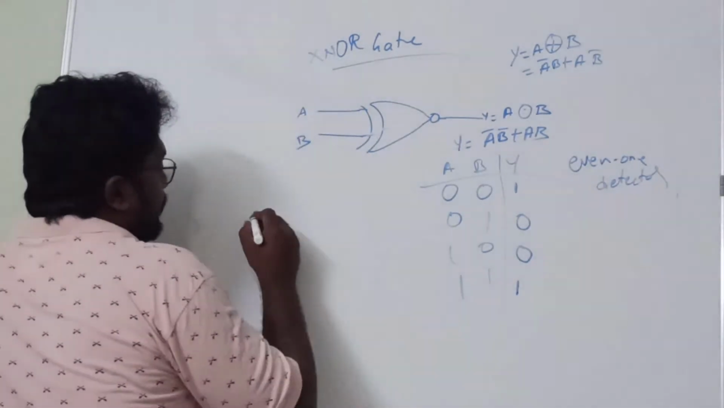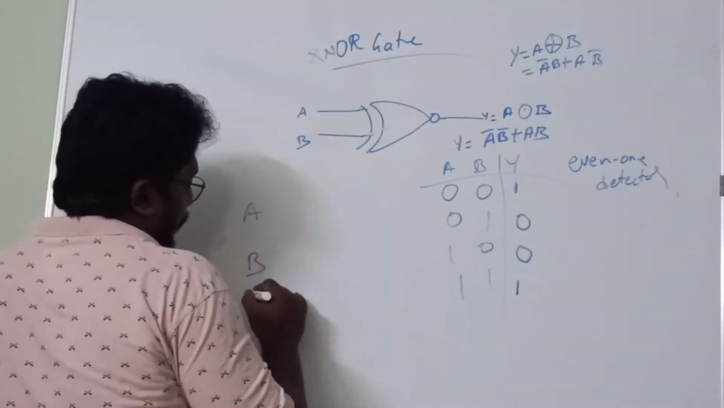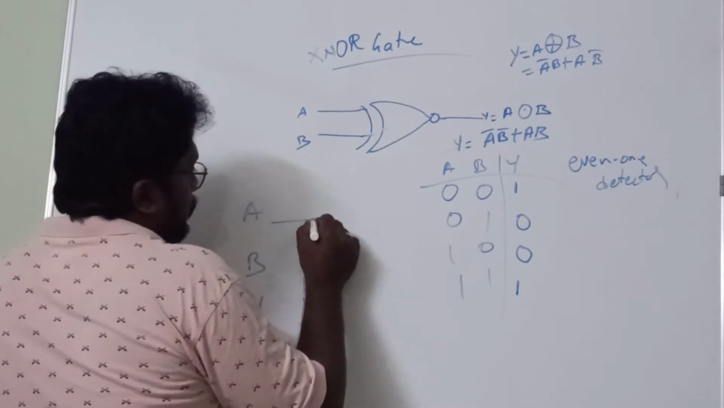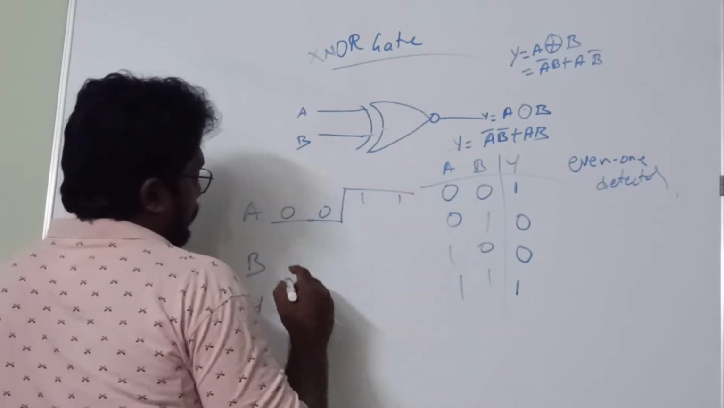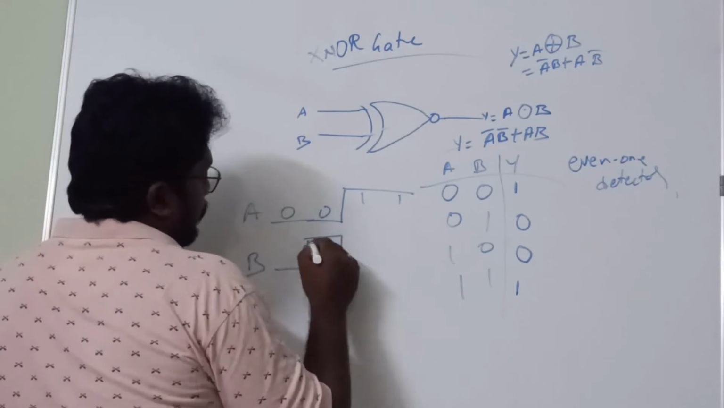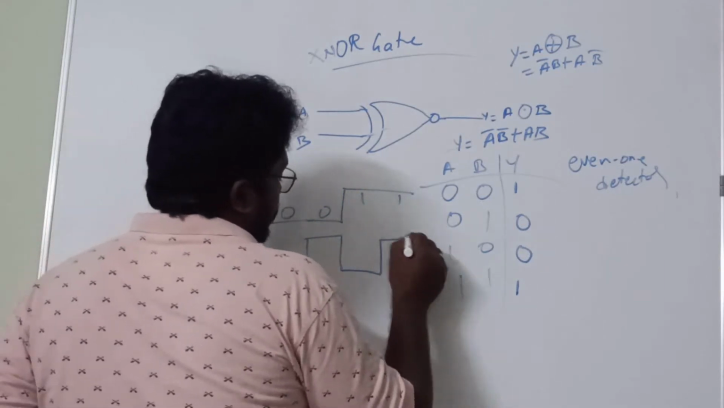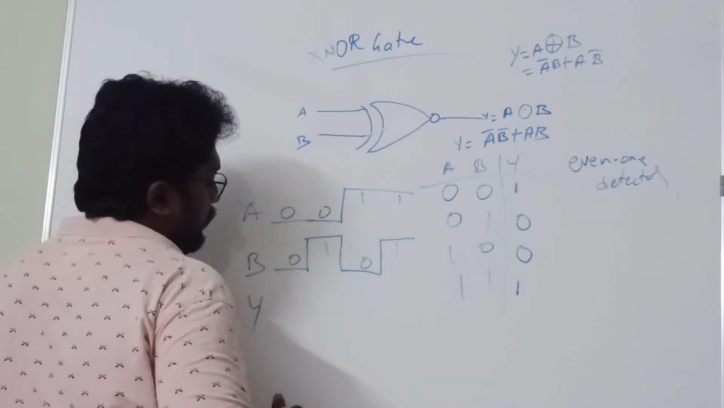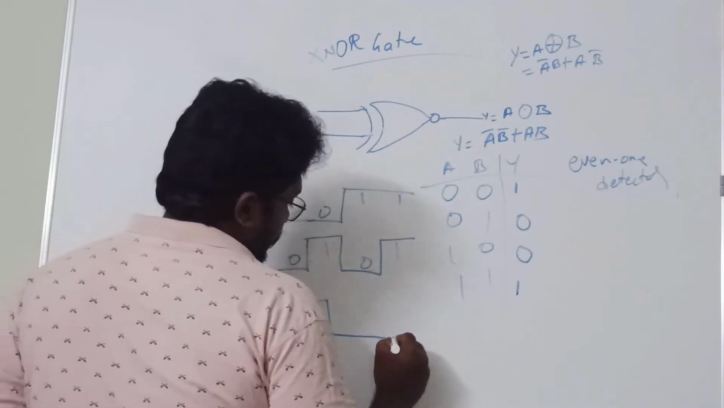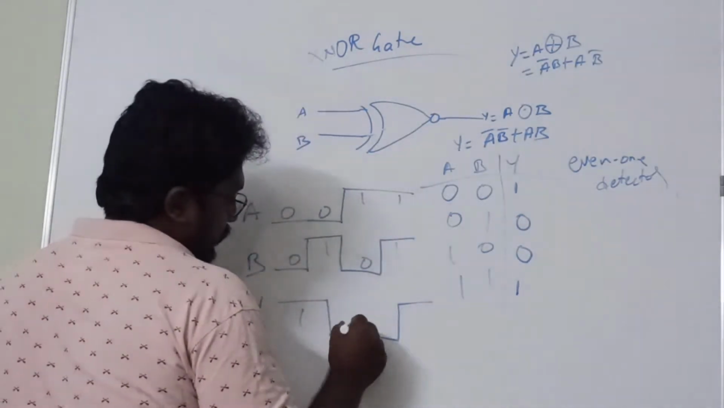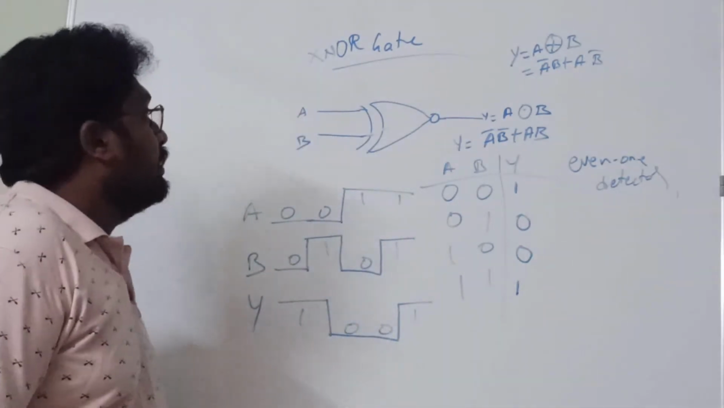So the timing diagram for this will be A, B and Y as the inputs and outputs. So 0 0 1 1 0 0 1 1 for input A, 0 1 0 1 0 1 and 0 1 for B, and our output is 1 0 0 and 1 1 0 0 and 1. And that's all about the XNOR gate. Now, about the NAND and NOR gates: we call NAND and NOR gates universal gates.